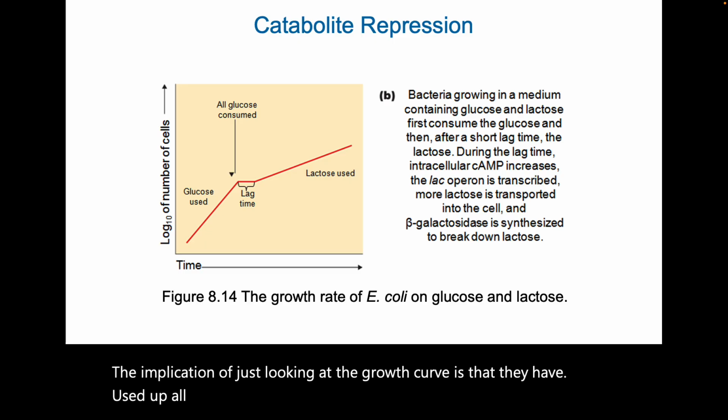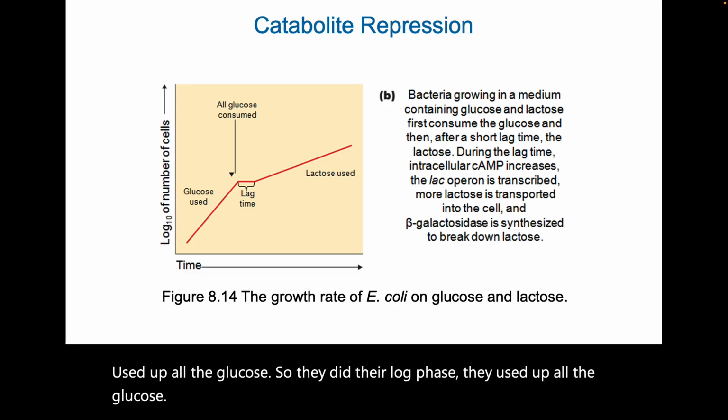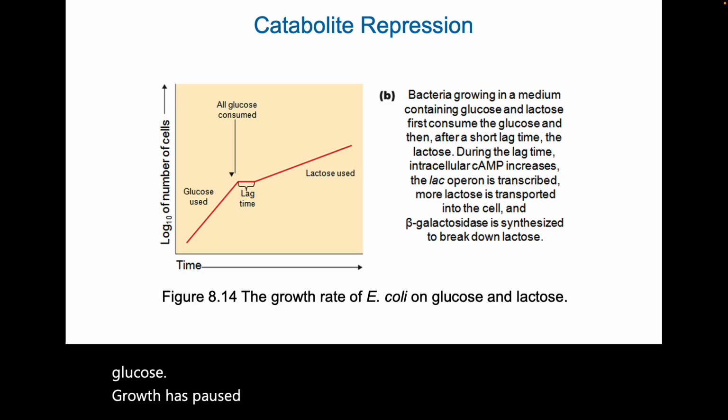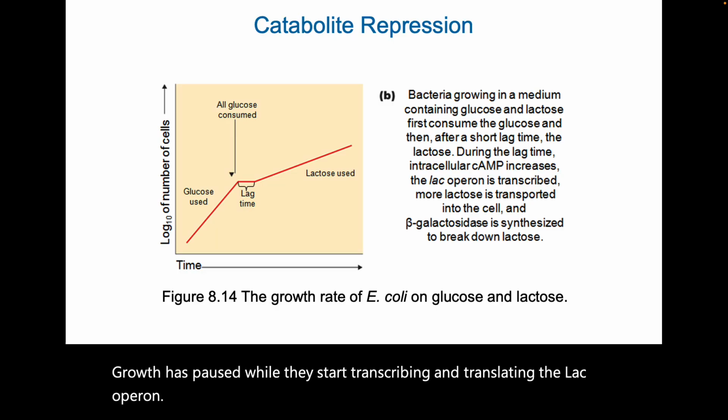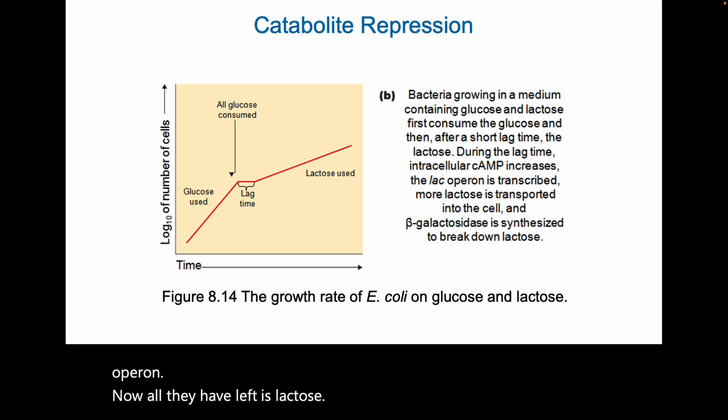So they did their log phase. They used up all the glucose. Growth has paused while they start transcribing and translating the Lac Operon. Now all they have left is lactose. It's not their favorite. They'll use it. It just takes them longer. So that's just me inferring things from the growth curve.